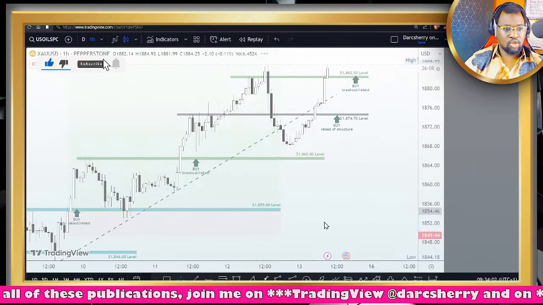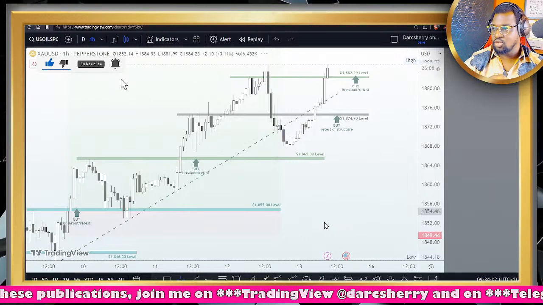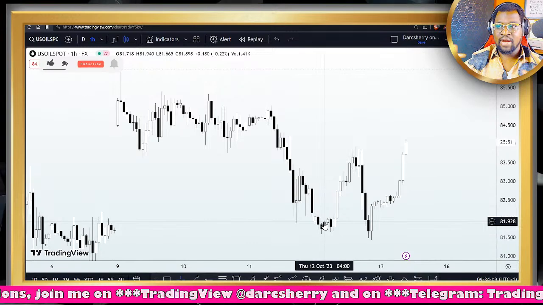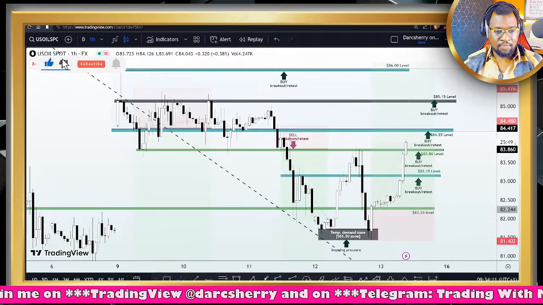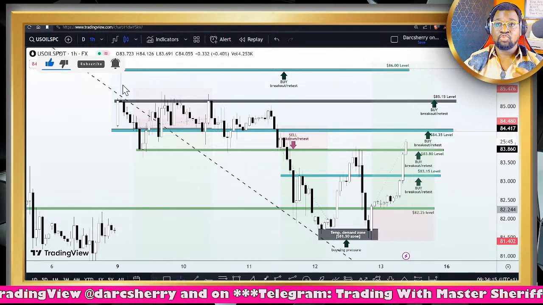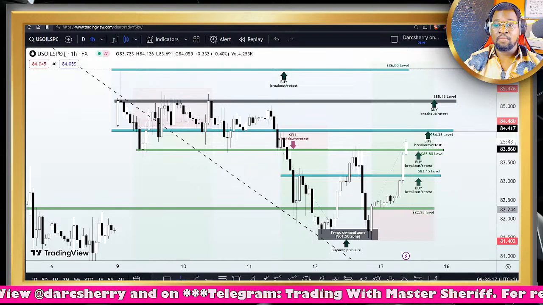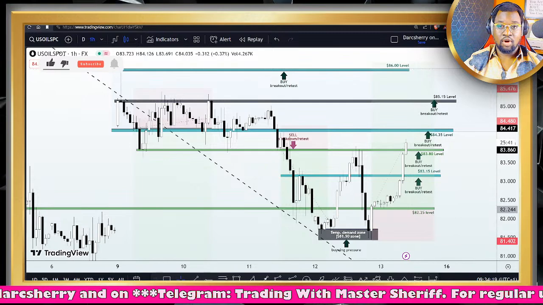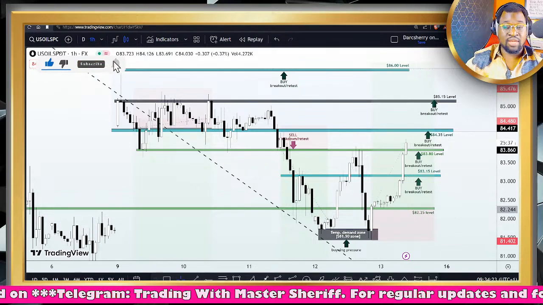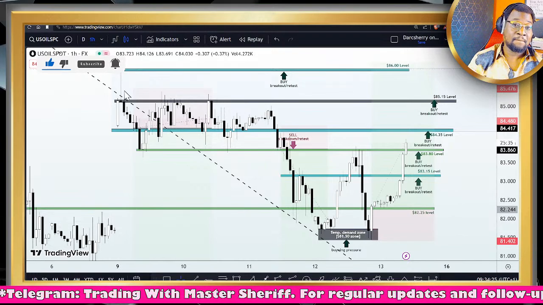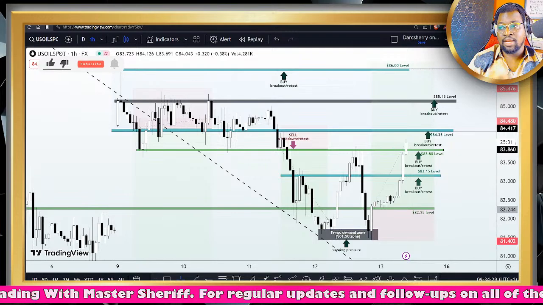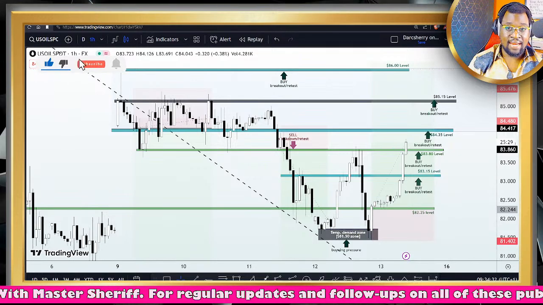Now on the US oil spot, my chart is still loading up, so let's wait for that to come up. All right, so we have it come up right now. So for those who are with me on both my TradingView and Telegram platform, you must have gotten an update on what I said we are going to be doing as regards the current market structure. And currently we have a buy position running, I think a couple of them right now.